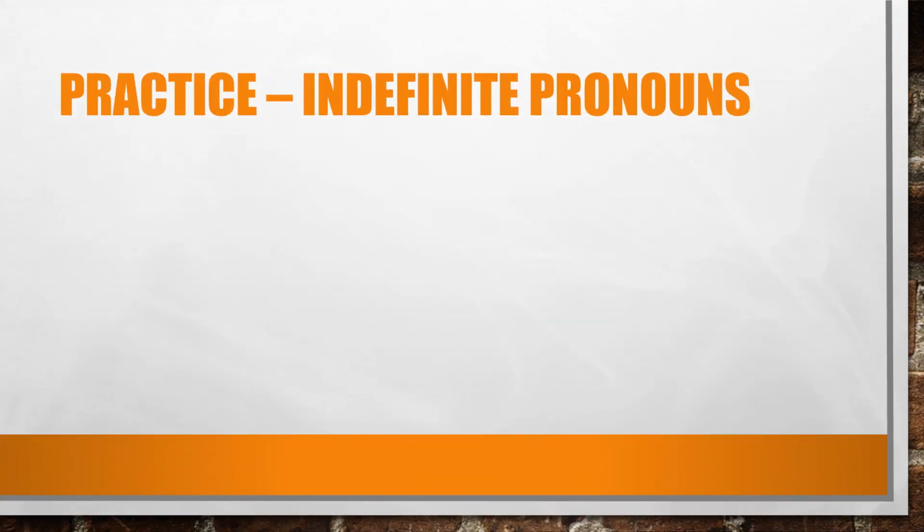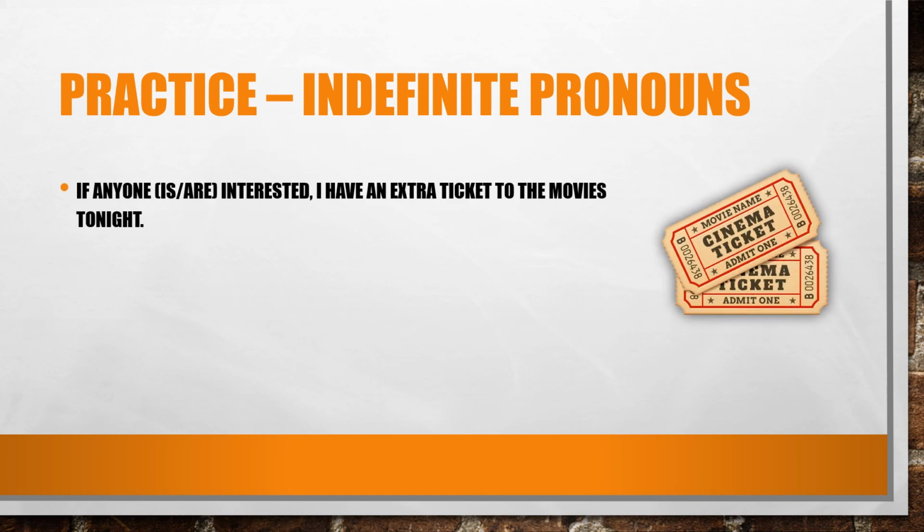So here at last, we'll give you some more examples of indefinite pronouns just to close this out. If anyone blank interested, I have an extra ticket to the movies tonight. Now here, we're looking for the indefinite pronoun, which in this case is the word anyone. We already know anyone or anybody, if we're talking about one or a body, or any, we're talking about something singular. So if it is a singular subject, then the verb ends with an S. If anyone is interested, I have an extra ticket to the movies tonight.